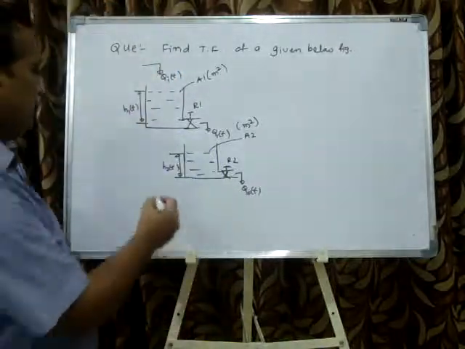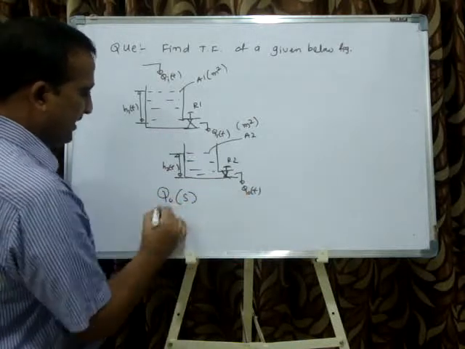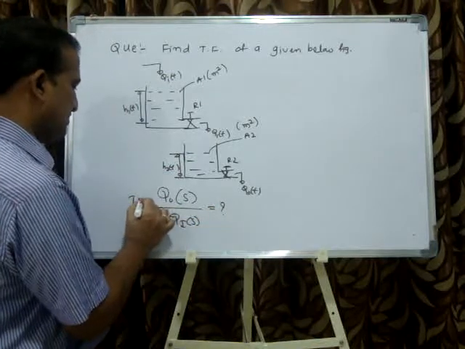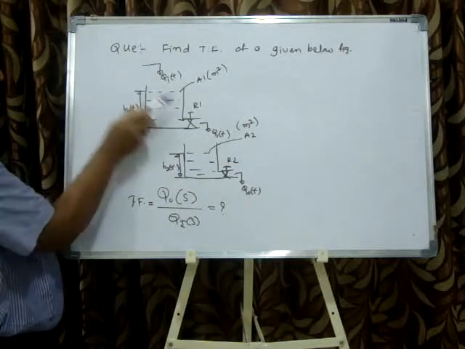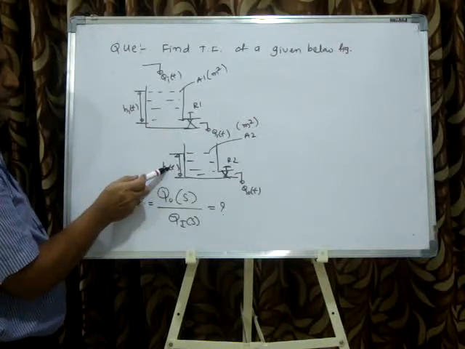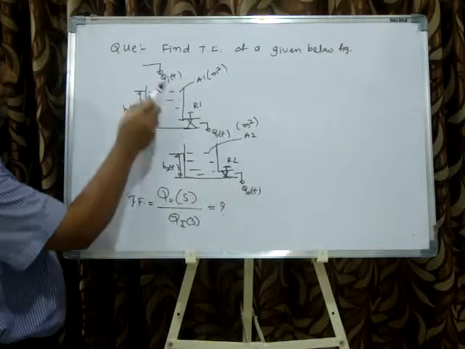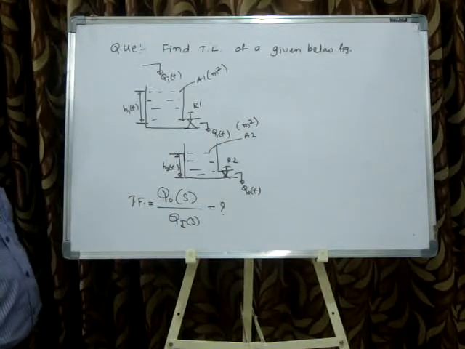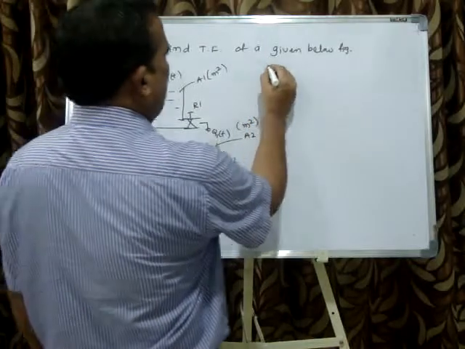So here, ultimately, what is my question? To find the final output Q naught of s divided by Qi of s. This is what I am supposed to find: the final Laplace of output divided by Laplace of input. There are intermediate outputs, output 1, 2, 3, and in total 4 outputs and a single input, but I want the final output. So this is the question. So I'll first consider how to solve this problem.